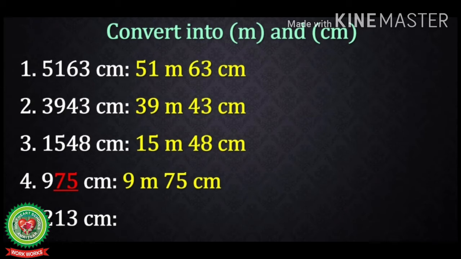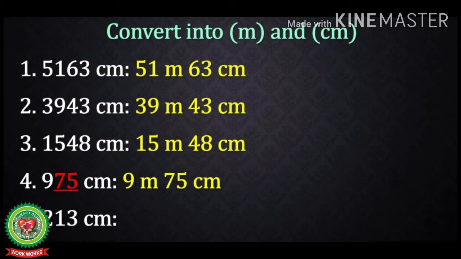Now the next sum is 213 centimeters. Again we will separate the two digits from the back side. Children, keep in mind why we are separating two digits. Because 1 meter is equal to 100 centimeters and in 100 there are two zeros. But if there are kilometers and meters, we would be separating three digits because 1000 has three zeros. Now do not get confused in these sums.